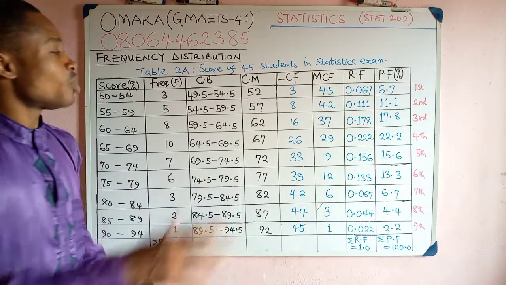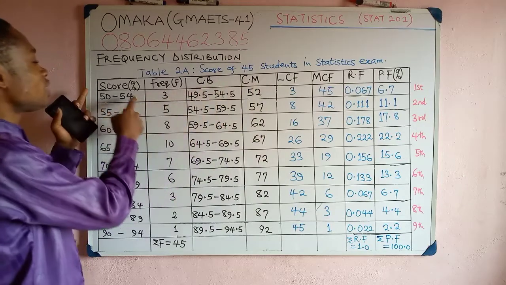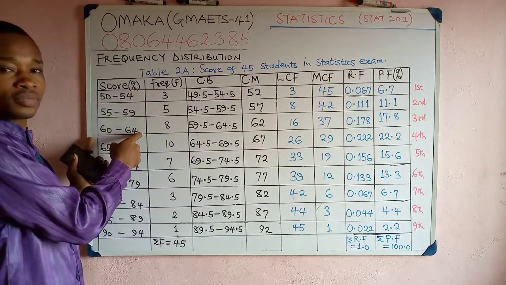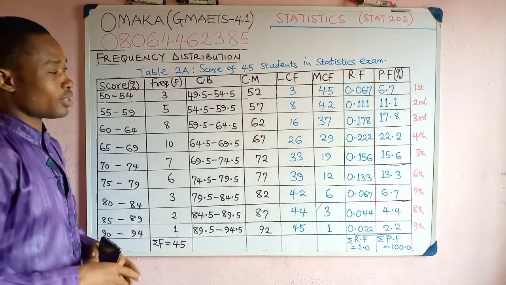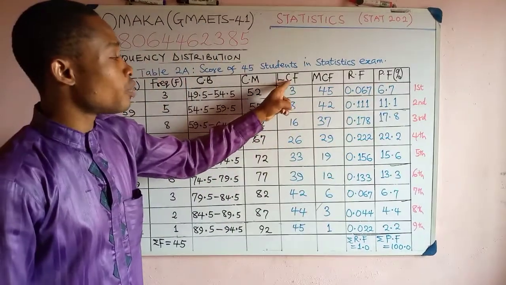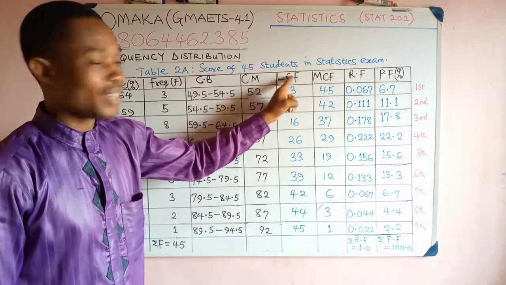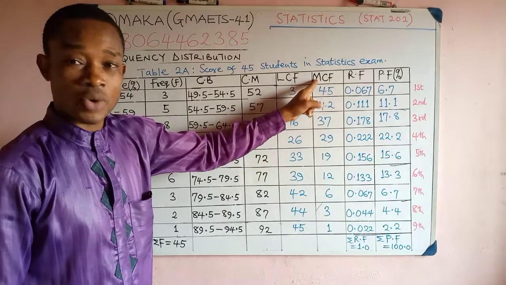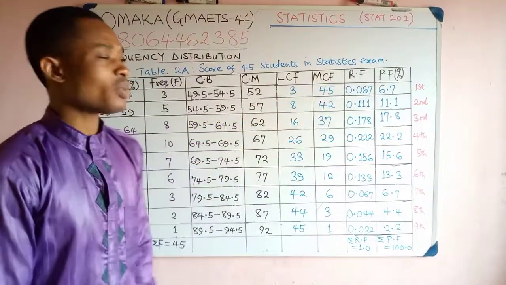Now you notice I use black marker for values that we obtain from the scores. Frequency is just independent of it, when you go by counting. Now from here I used blue marker. This is lower cumulative frequency. That is less than cumulative frequency. Then this is more than cumulative frequency. This is relative frequency, this is percentage frequency. You have the formula already on how to get that.